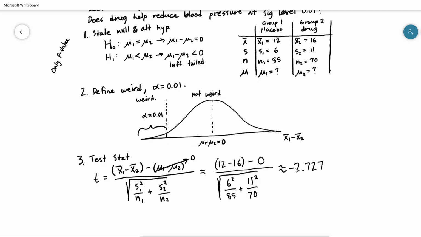So we want to know, is this number, -2.727, in this region or is it over here? We know it's pretty far to the left. Is it far enough to get all the way to the region that we consider weird? We don't know that yet because we haven't been doing the critical value method. I never found the t-score right here. We would find the t-score here if we were doing the critical value method, but we're not. So I need to find the area associated with this. Is the area associated with this going to be less than 1%?